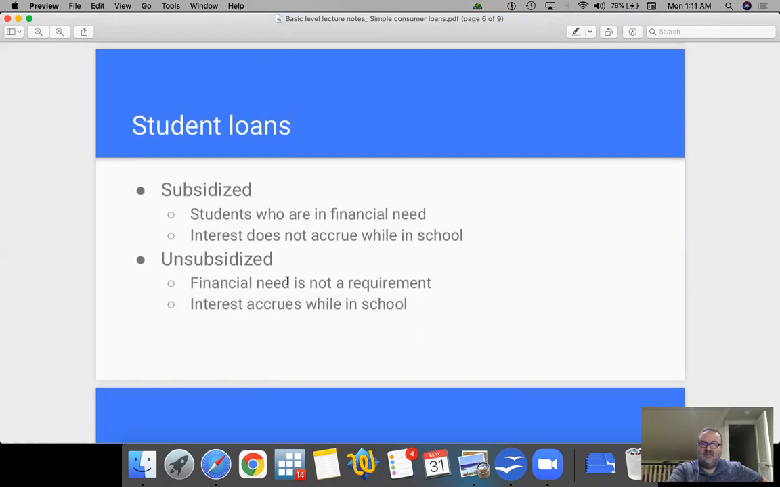So another type of consumer loan is the student loans. There are two types. In fact, this week's quiz is basically asking you to do a little bit of research on the subsidized and unsubsidized student loans, and these are very common types. Subsidized means that the U.S. government is subsidizing these types of loans, but you need to be in financial need, and these types of loans do not accrue interest while you're in school.